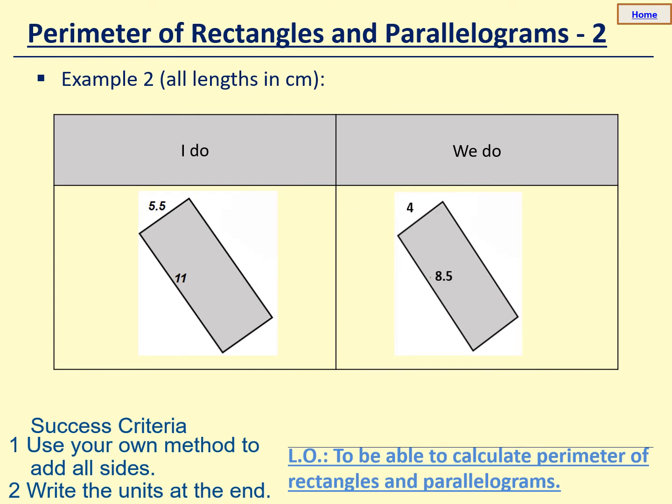Again, we are using the property of rectangle, which is that the opposite sides, or the parallel sides, opposites in rectangle and in parallelogram, opposite sides are parallel and they are equal. So this is 5.5, this also must be 5.5. This is 11, so this also must be 11. 2 times 11 is 22, plus 2 times 5.5 is 11. So the answer is 33 centimeters. Have a go at the next question yourself. Pause this video and try to answer it.